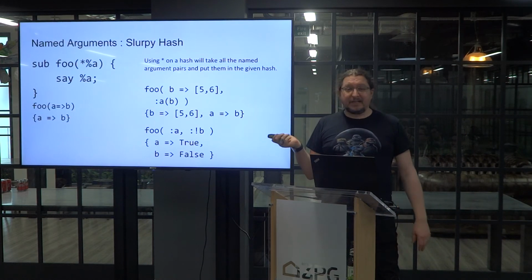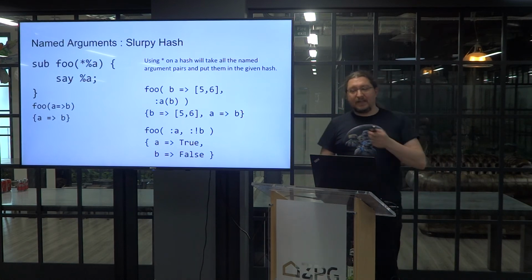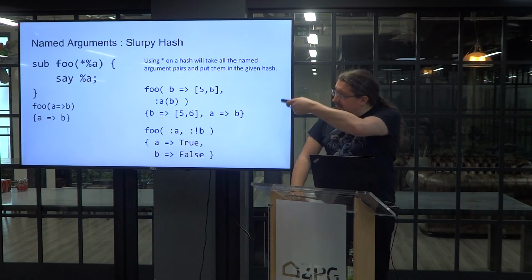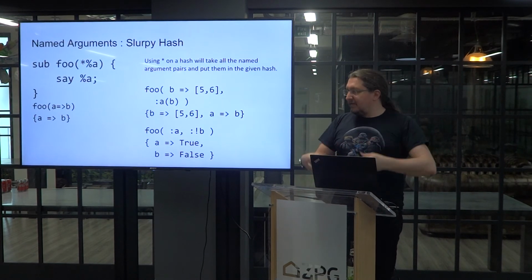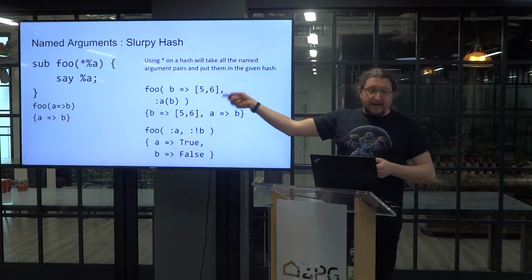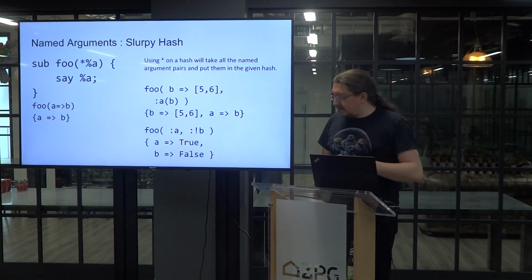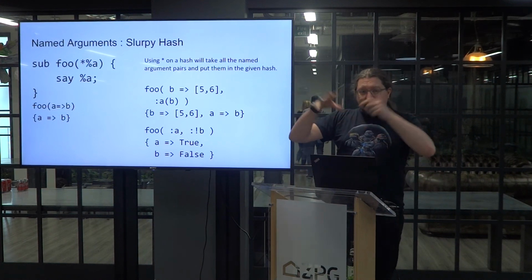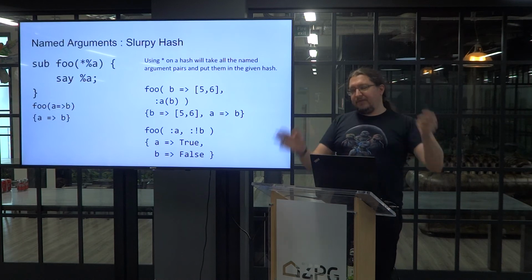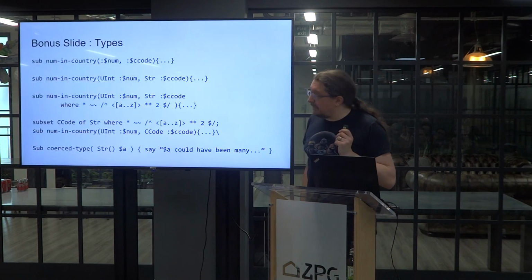And there's also the Slurpee hash, so if you want to have a whole pile of named arguments, you can use a Slurpee hash, and it will take all your named arguments and put them into that hash. And you can combine that with positionals, and you can combine that with the Slurpee positional. I can't remember if I put a slide up about that. So all the different options for arguments, chances are you can do it.